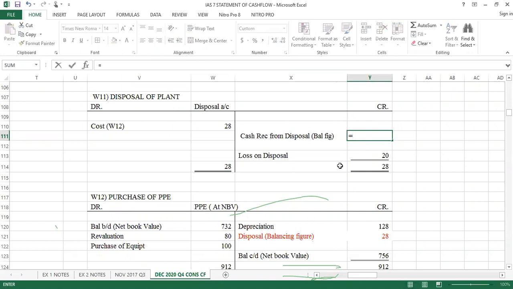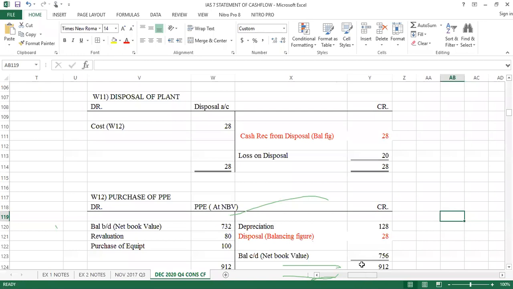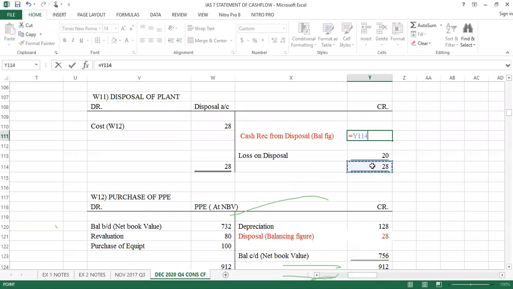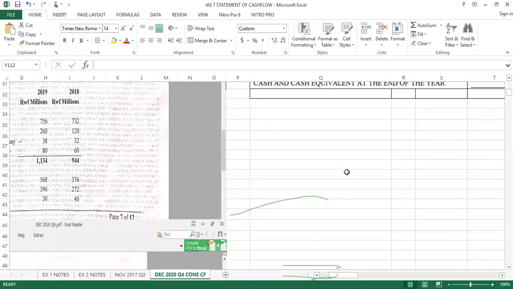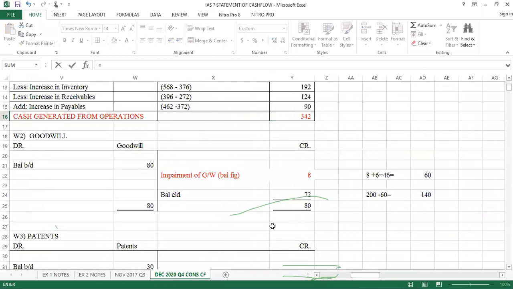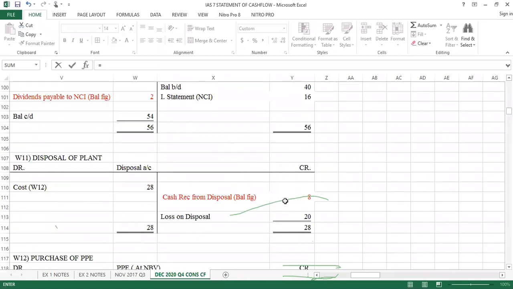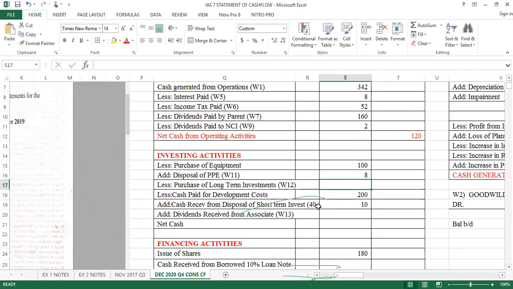Sorry for that delay. I was really trying to find out where the cost was. So there it was, where it was hidden. So cash received from disposal. Sorry, what have I done? 28 minus 20 is 8. It is 8, not 28. So that is working 11. So disposal is 8, working 11. Okay. Finally, we have in the investing activities, I've taken more than the 10 minutes that I had promised you.